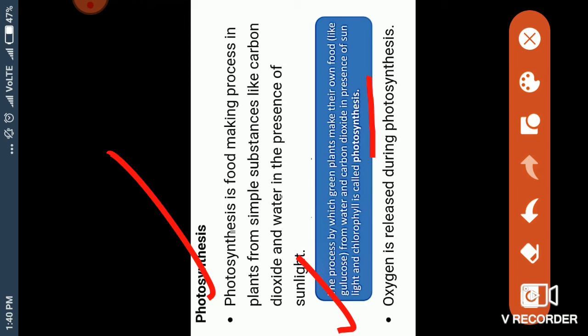But this process stops at night because at night there is no sunlight, so the stomata will not work, so the process will remain closed. And at night plants release carbon dioxide like humans. Understand?